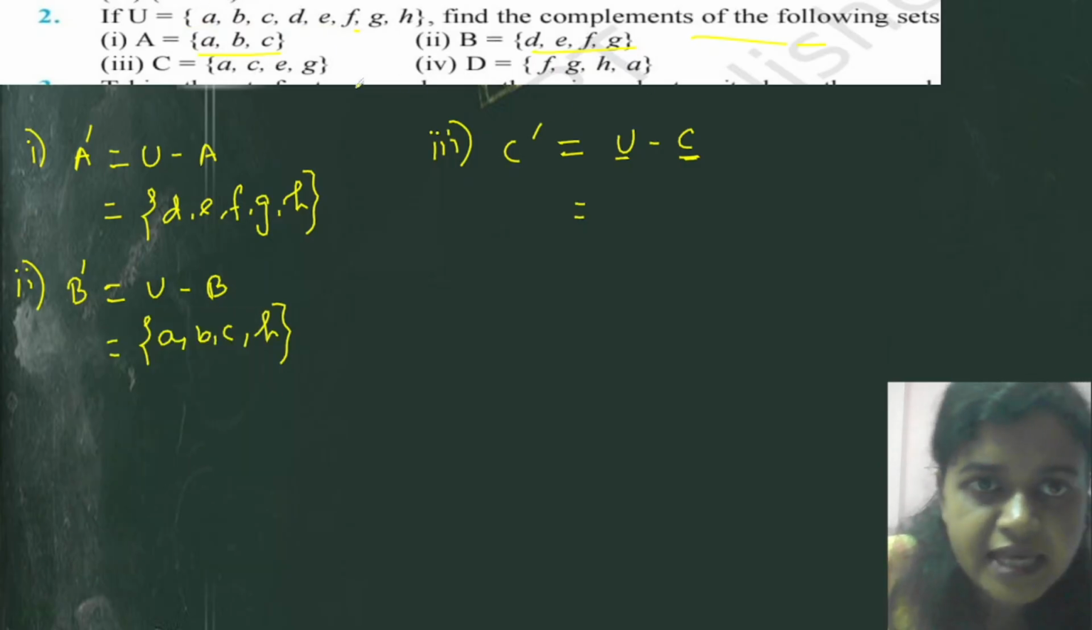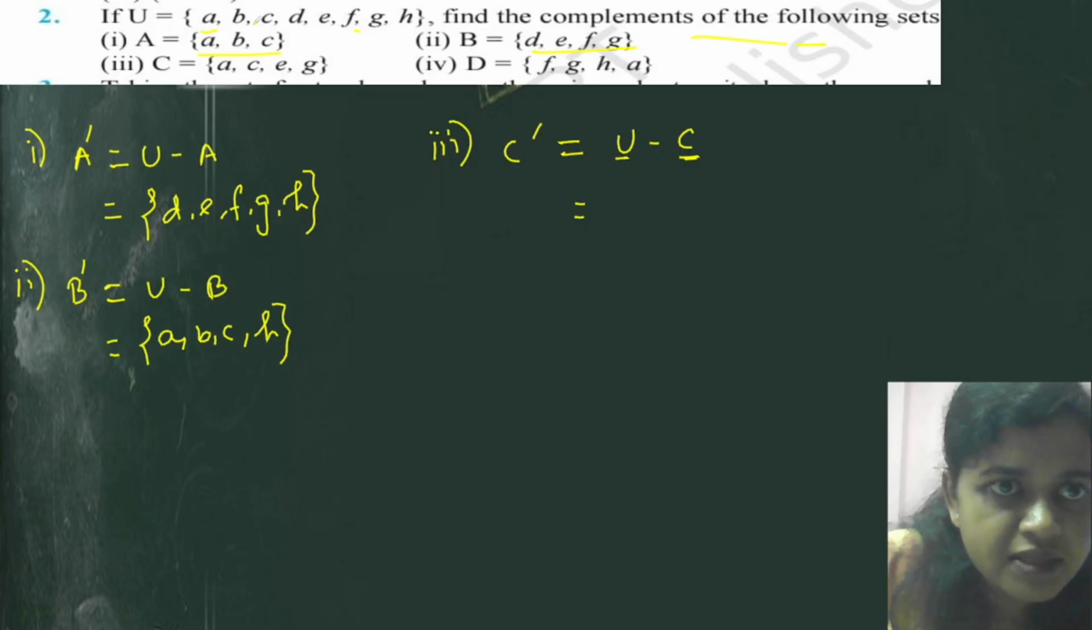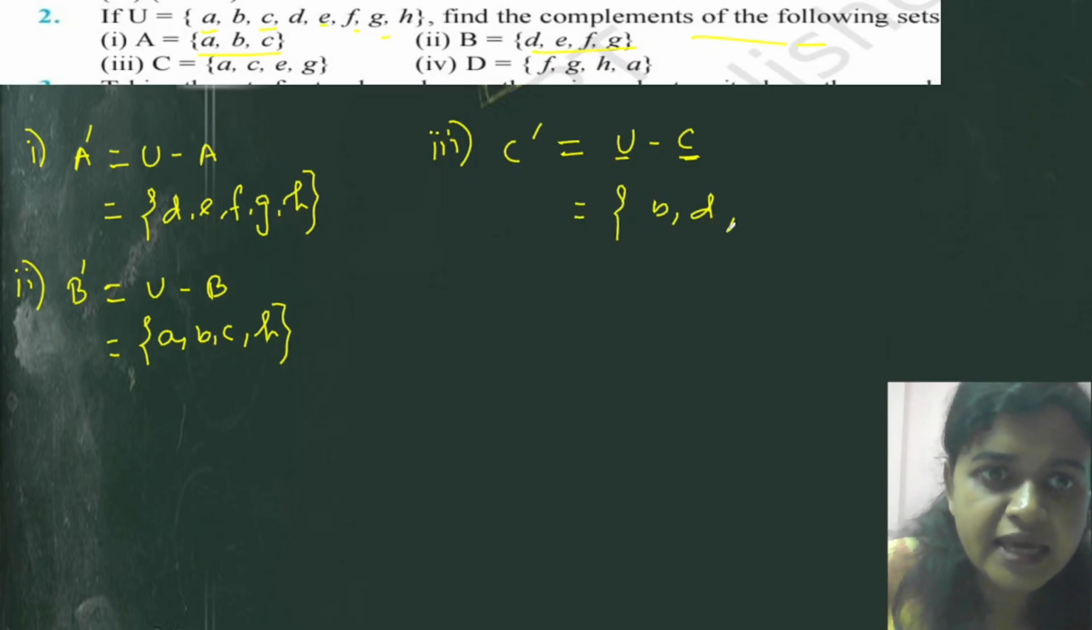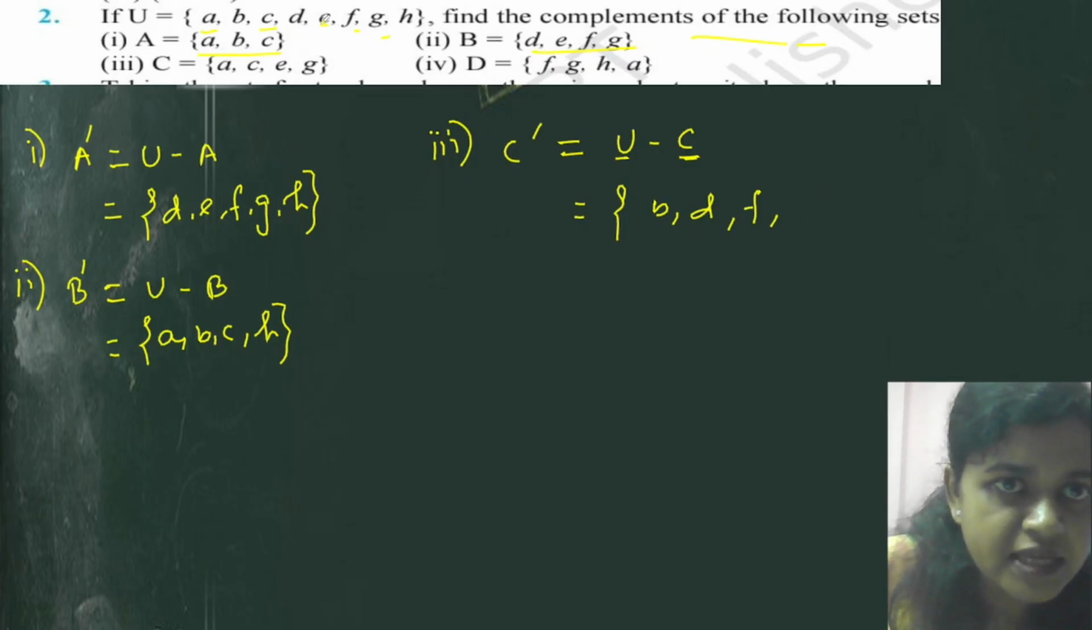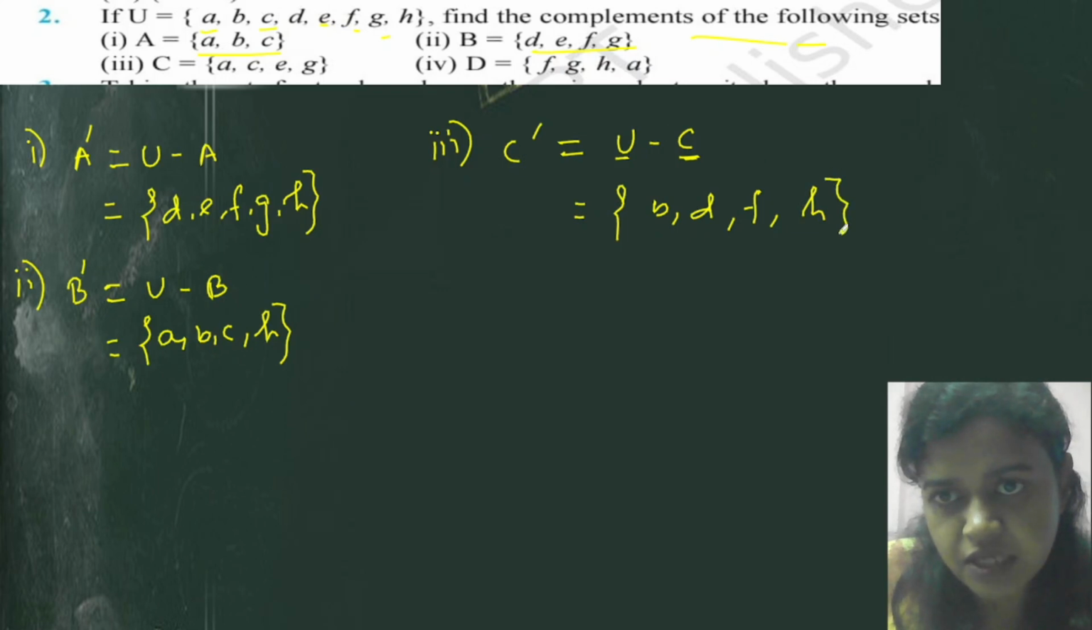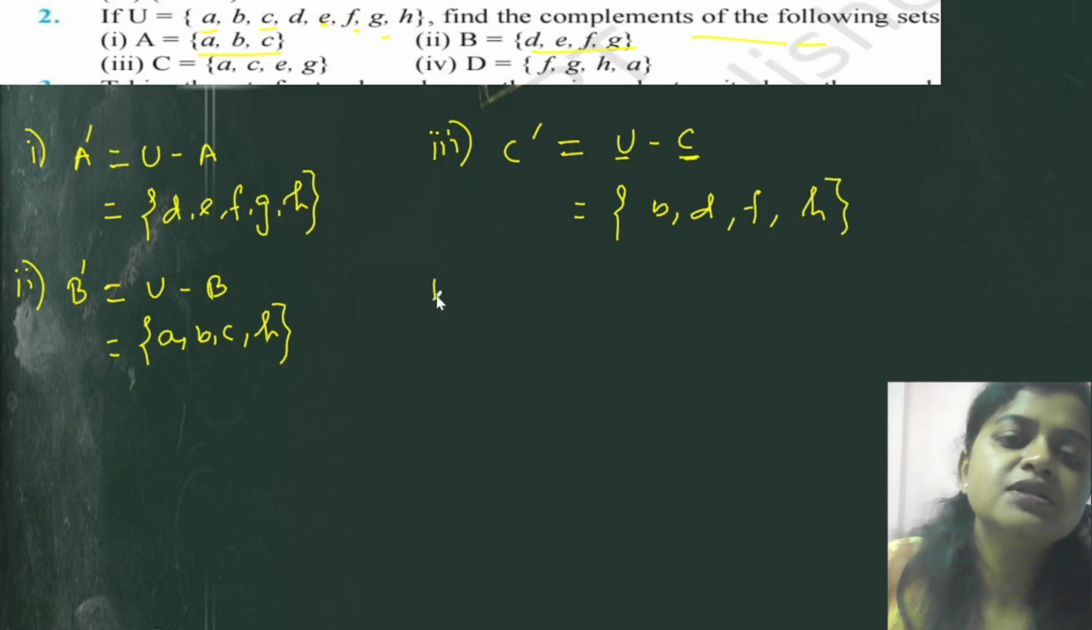So A, C means this one, and E, G. So remaining are what? B, D, F, and F, B, C is there, E is done, F, H. Yes, F and H. These are the elements of C complement.